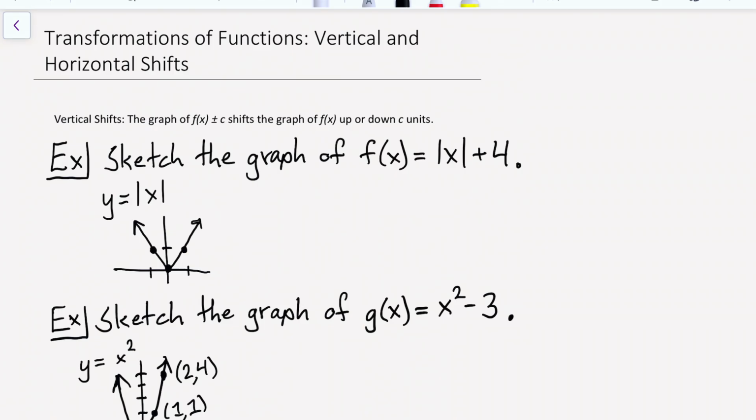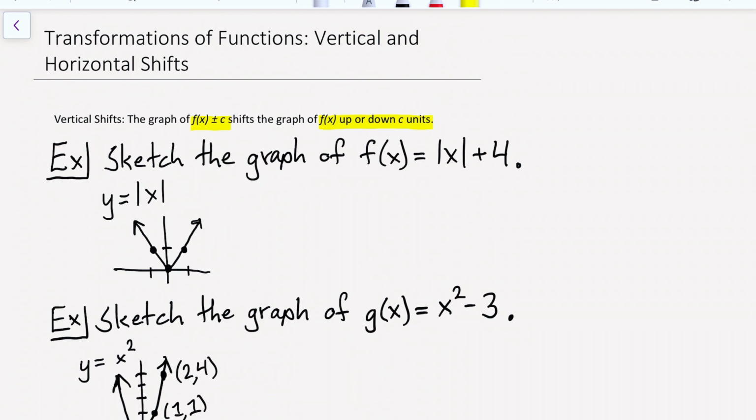In this video, I'll be discussing vertical and horizontal transformations. So first we have vertical shifts. If we take a function and add or subtract a value at the end of the function to the output, that shifts the graph of the original function up or down that many units.